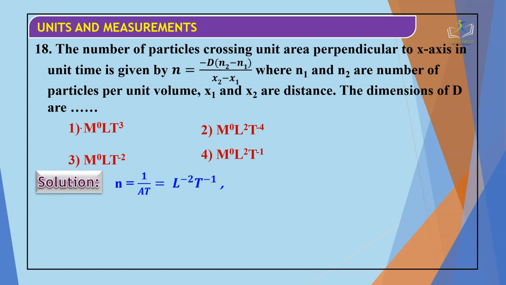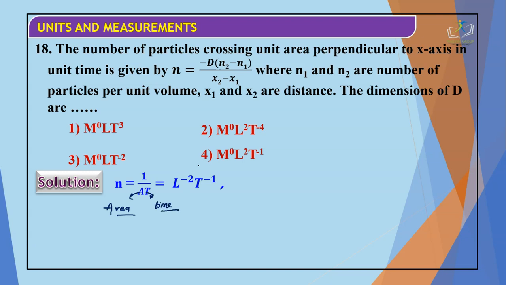So we know that n is equal to 1 by A t. A is what over there? A is simply the area, so we get the relation L minus 2. A is the area, so we are just taking area, and T is time, as we know. T is time.